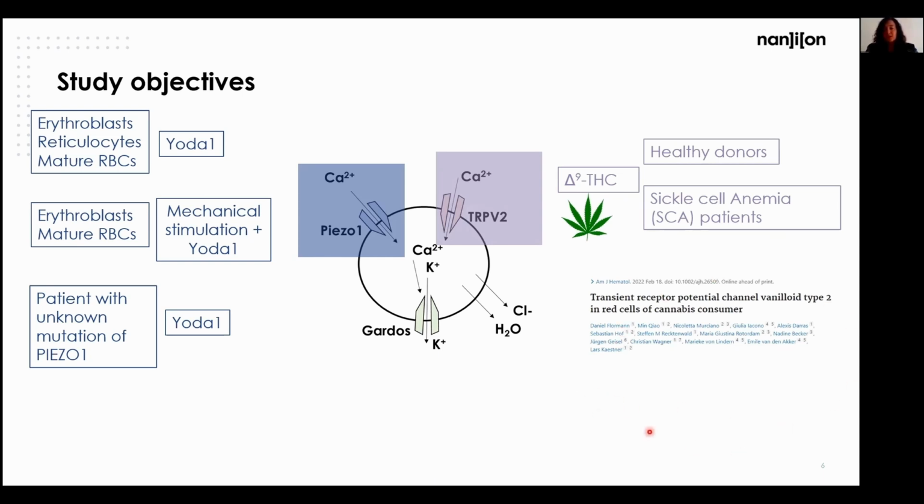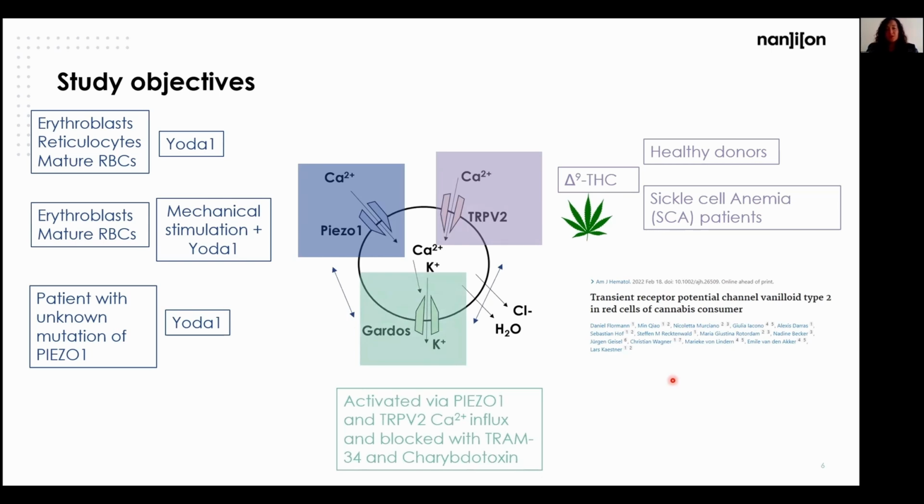But I put here my paper, our collaboration, where we were studying TRPV2 channels using automated patch clamp, testing healthy donors, but between smokers and non-marijuana smokers. Then Gardos was investigated in parallel with these 2 channels, because the activation of Piezo and TRPV2 leads to calcium influx, and this activates Gardos. So what I did was apply some Gardos blockers, TRAM34 and charybdotoxin, to see how the channels interplay among us in the different study cases.